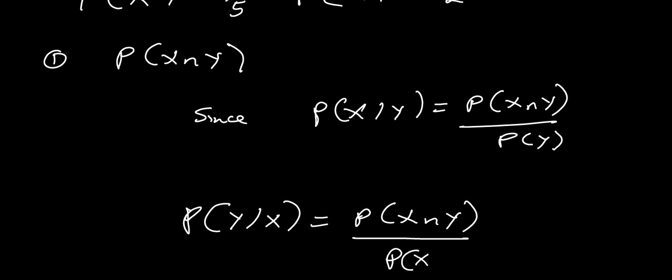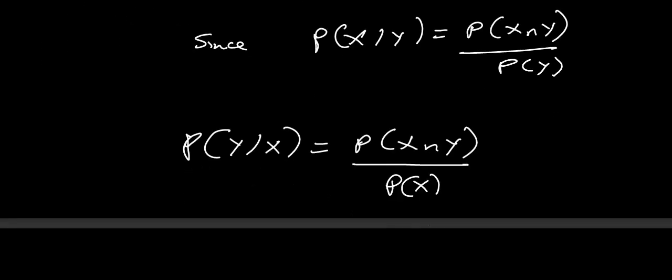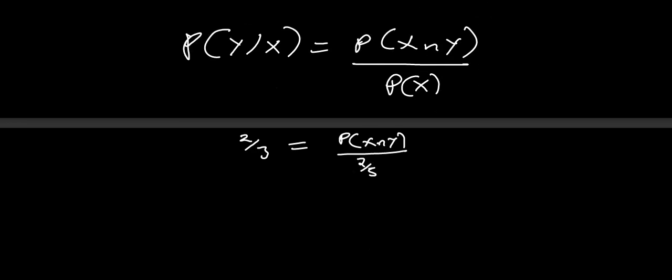So the probability of Y given X has down here the probability of X, right? So we are now going to replace: the probability of Y given X is 2 over 3, the probability of X is 2 over 5. Then here we cross multiply. So the probability of X intersection Y is equal to what? That's the same as 4 over 15, I think.